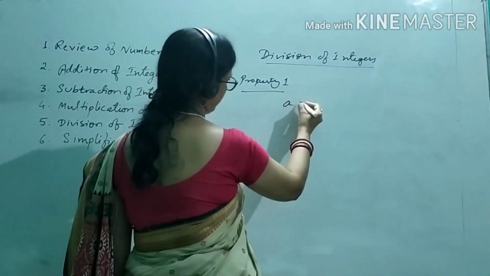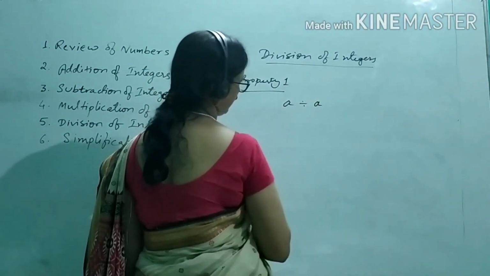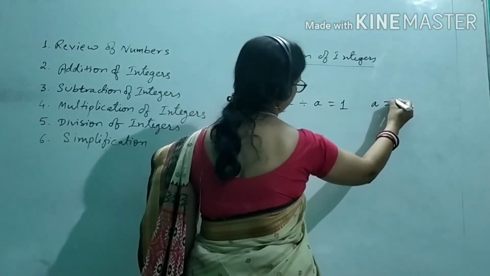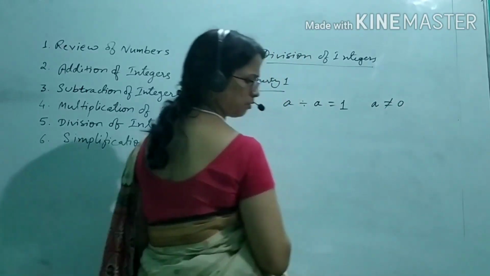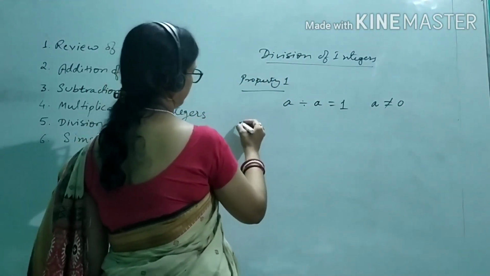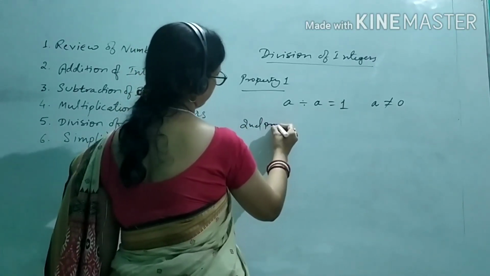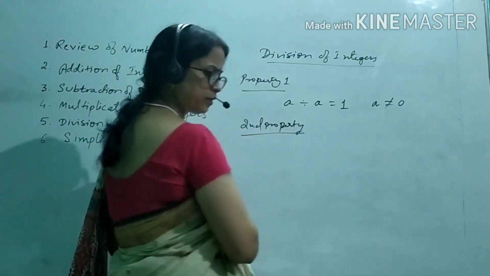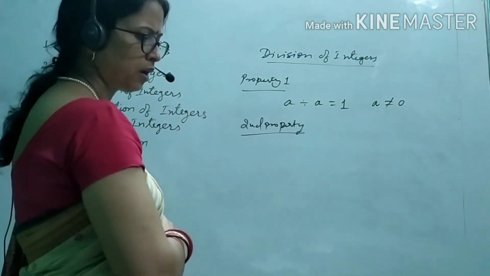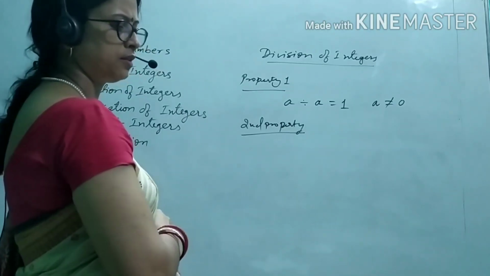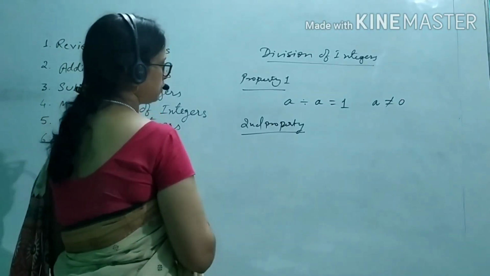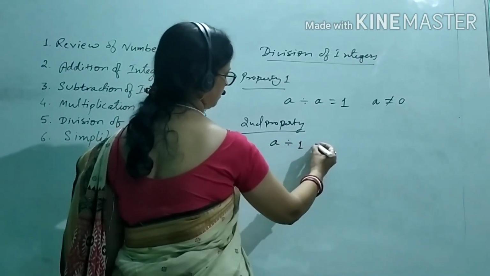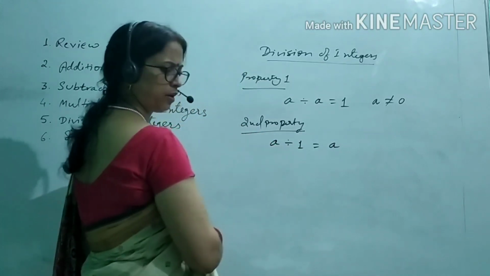Example, a is an integer. When we divide it by a, then always we will get 1, where a does not equal 0. Then the second property. According to the second property, if a is any integer, then a divided by 1 equals the integer itself. If a is an integer and we divide it by 1, we will get a only.